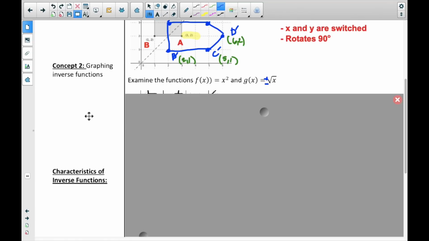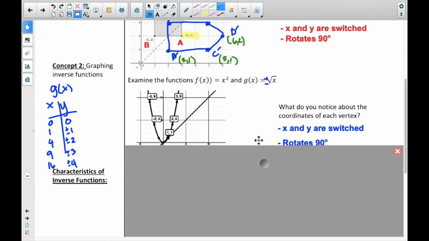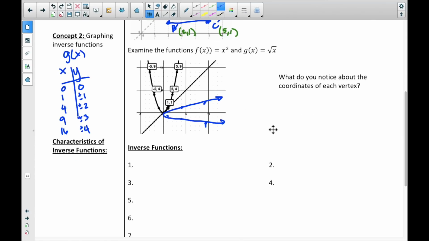Just to get you started, remember that to graph g of x, you will have in your x column the perfect squares, and then you're going to take the square root of them in the y column. Because I put that plus and minus on the function, each of these answers is also going to have a plus and minus next to it. So take a minute to graph that on this graph right here. Okay, so your new graph should look like this.